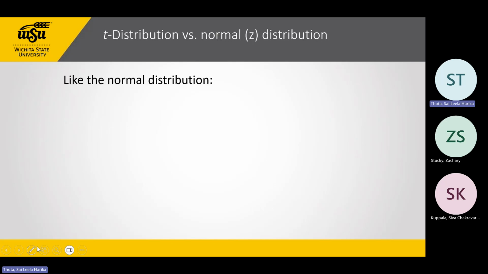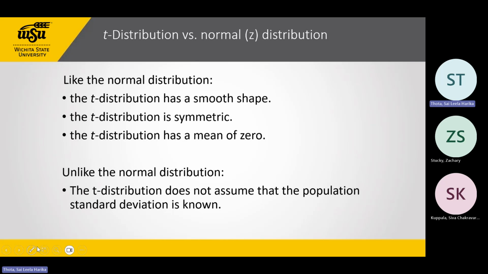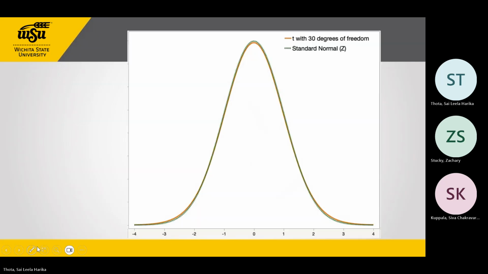And next, t distribution versus normal distribution. The t distribution has a smooth shape and it is symmetric. It has a mean of 0. Unlike the normal distribution, the t distribution does not assume that the population standard deviation is known. In the t distribution, the standard deviation of the population is unknown. If it is known, then it is mostly like the normal distribution, and we are going to calculate the Z test, not the t test. This is the t distribution with 30 degrees of freedom. So it is simply like the normal distribution.